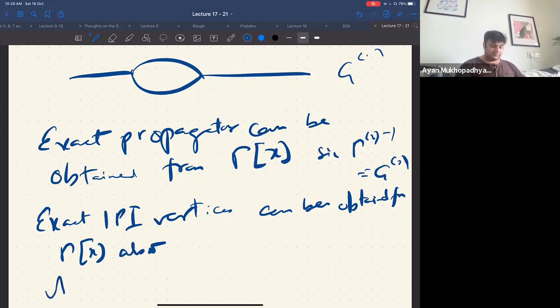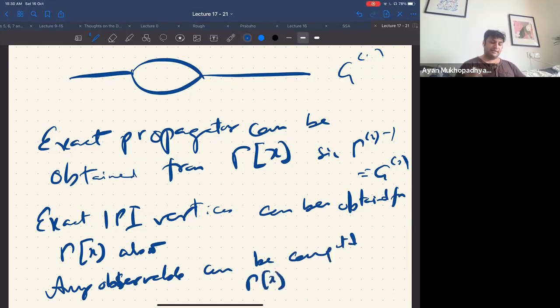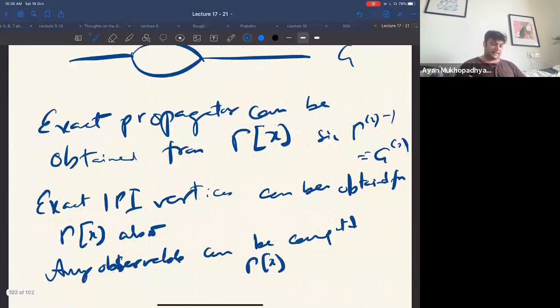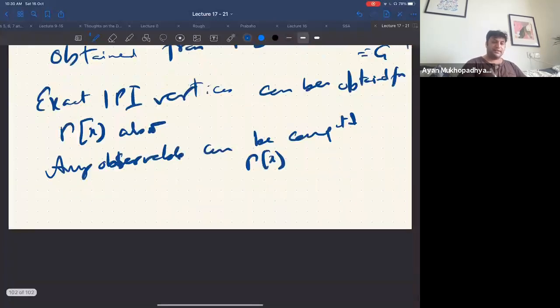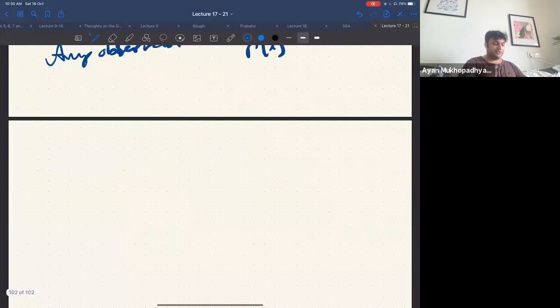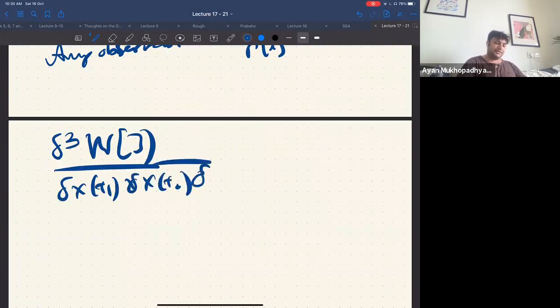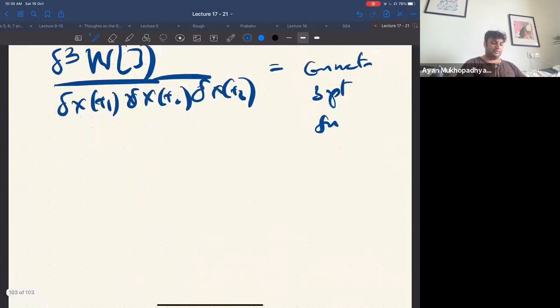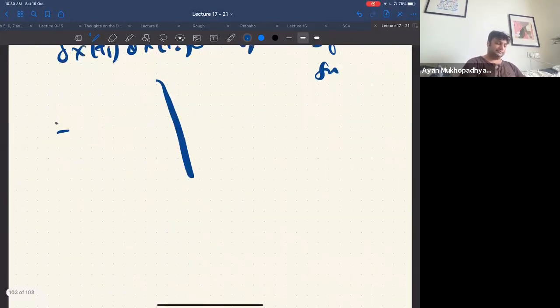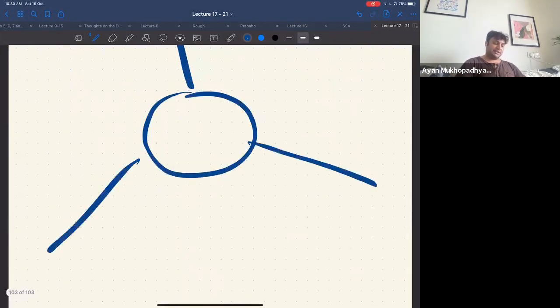It implies that any observable, or any connected correlation function, can be computed from gamma x alone, because any diagram that we want to compute, suppose we want to compute delta cube W over delta x t1, delta x t2, delta x t3, would be a connected 3-point function, right? A connected 3-point function can be obtained from these exact propagators and gamma 3, right?